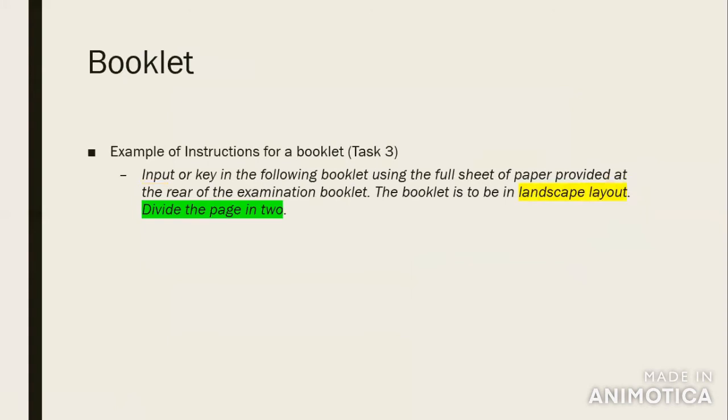All right, so another task 3 from the 2007 BGCSE examination. The instructions say input or key into the following booklet using the full sheet of paper provided at the rear of the examination booklet. So you will have leaflets in the booklet that will be perforated, and you will have to tear them up because that's what you're going to print on. If you were typing on a typewriter, that's what you would type on, but since we're printing from the computer, that's going to be what we're going to use as our printing paper.